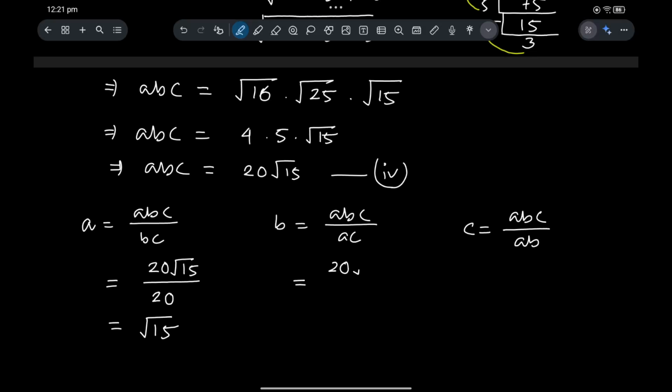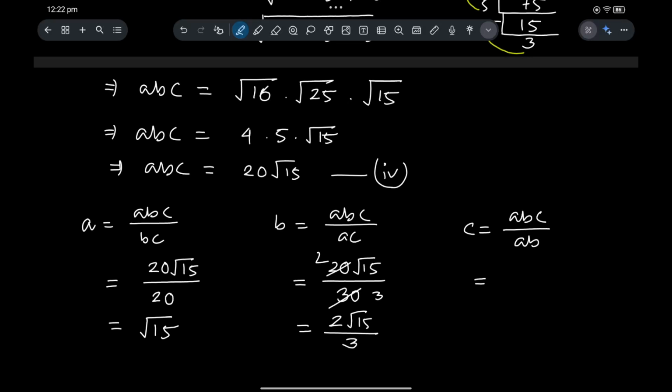and B equals the value of ABC, 20 root 15, by the value of AC, which is 30. So here we can write 2 root 15 by 3. After cancelling out by dividing by 10, we get 10 2s are 20, 10 3s are 30.